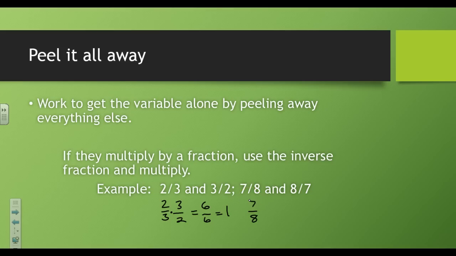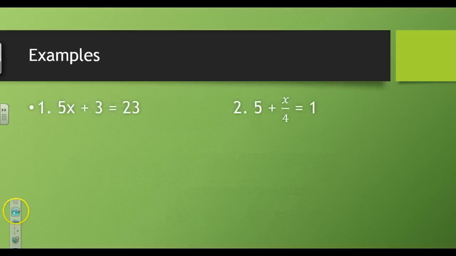Same thing with 7/8 and 8/7. When you multiply, you get 56 over 56. Bigger number, but it's still just a 1. So that's how you can get rid of those ugly fractions when they show up. So some examples, and again, these are multiple step equations, so there's going to be more than one thing to do. Here's our x that we're trying to get alone.